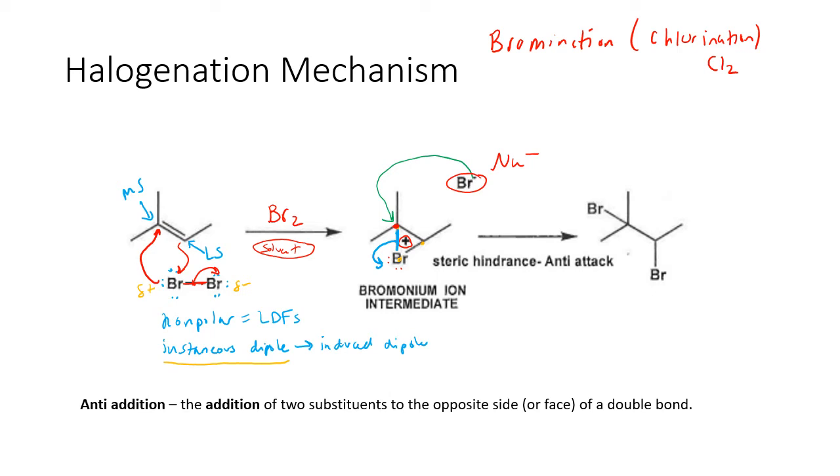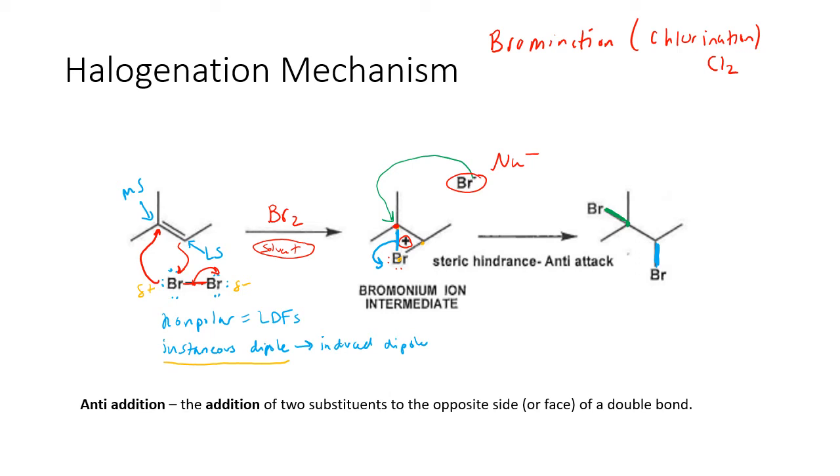So we form a new bond to the more substituted side right here on this carbon. That is what we just added, our nucleophilic bromide that came in. And then when that ring breaks open, we end up with a bromo group on the least substituted side as well. That's still there from the bromonium ion intermediate.